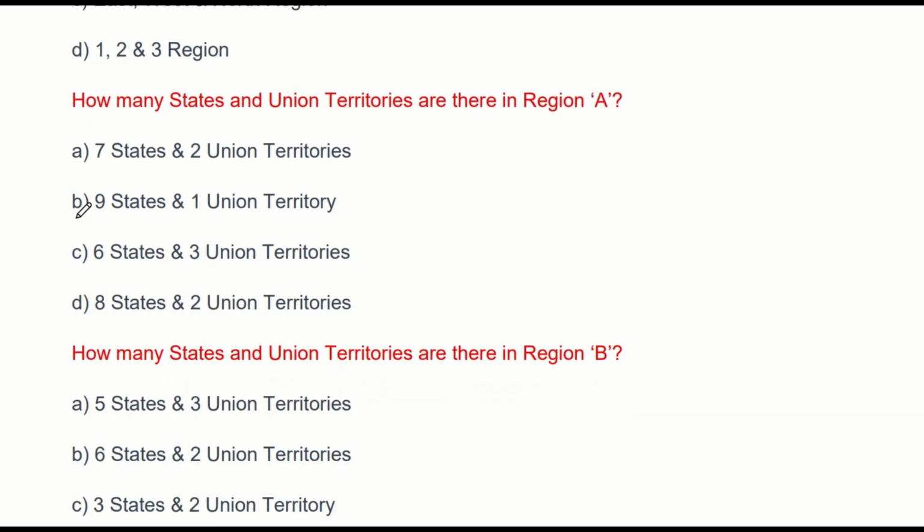How many states and union territories are there in region A? A. 7 states and 2 union territories. B. 9 states and 1 union territory. C. 6 states and 3 union territories. D. 8 states and 2 union territories. And right option is option B. 9 states and 1 NCT Delhi, 1 union territory.